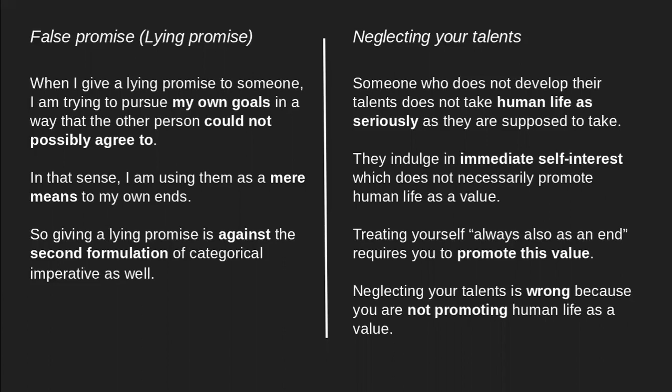That was the way Kant argued against neglecting your talents. And I was saying in the previous video that this is not a very clear way of arguing against it. Kant was, in my own humble opinion, making the issue more complicated. But the second formulation, on the right-hand side of this slide, becomes a little bit more clear. Look at the third sentence of the third paragraph on the right-hand side of the slide. Treating yourself always also as an end requires you to promote the value of improving your talents, because it's an important aspect of human life.